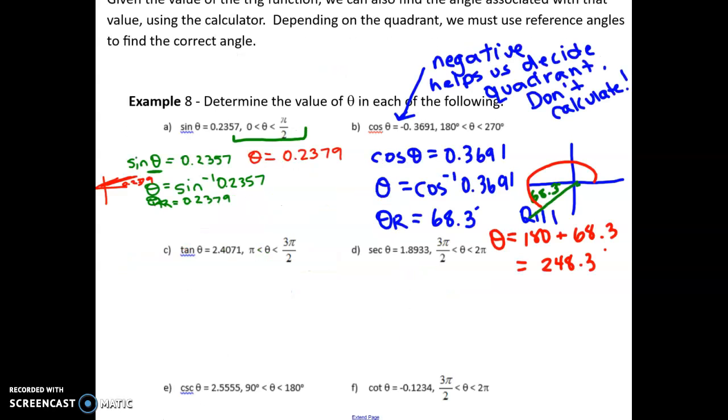So you can take a look at part B. It was very similar. Now let's look to C. So C is tan is 2.4071, and it's between pi and 3 pi over 2. So I'm looking down here in quadrant 3. So to find tan, and again it's in radians, make sure your calculator is set to radians.